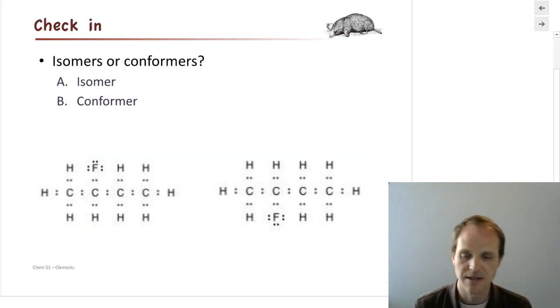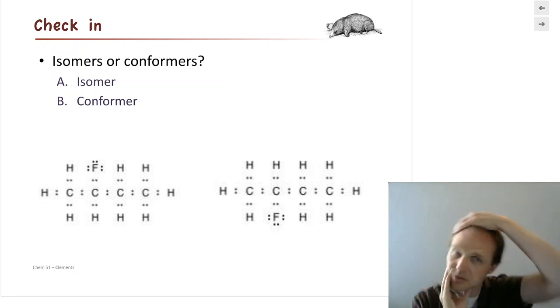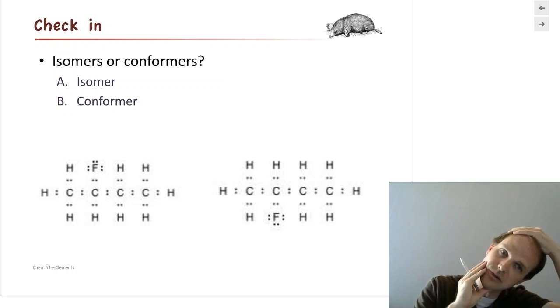All right, so I've got a picture down here, and I want to know, do I have a picture of an isomer, or do I have a picture of a conformer? I'll just go ahead and rotate.